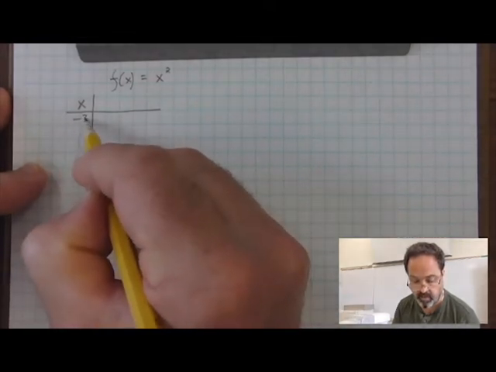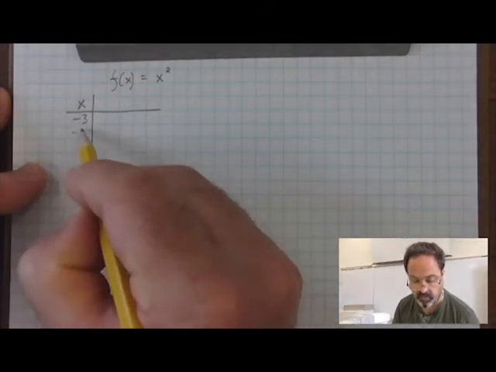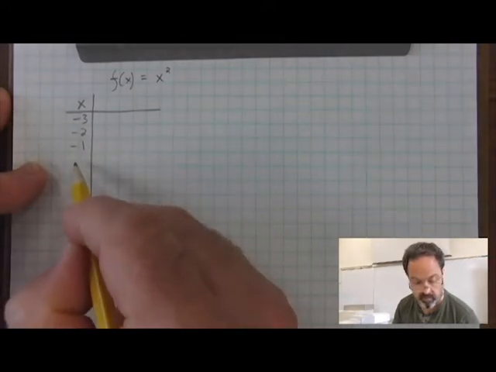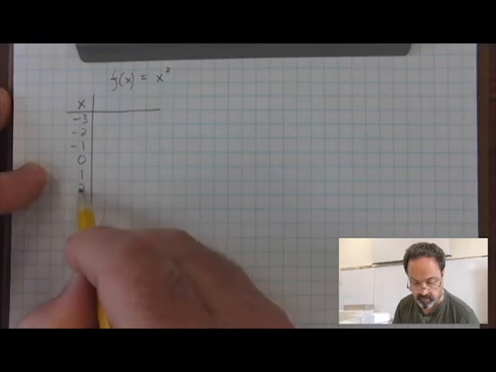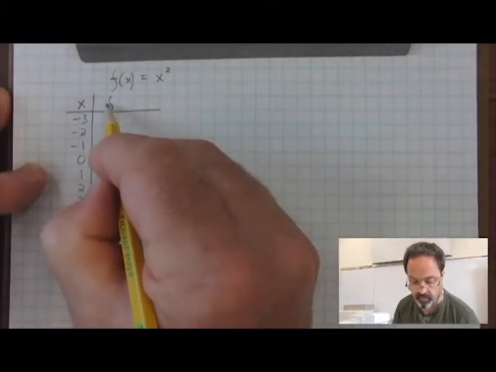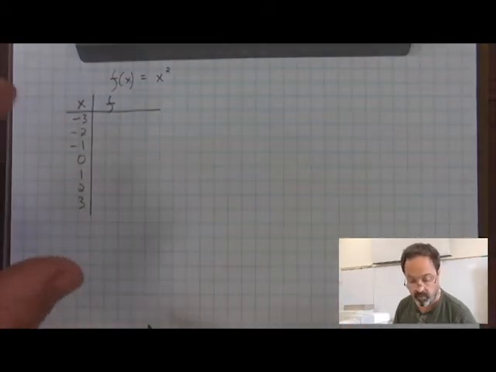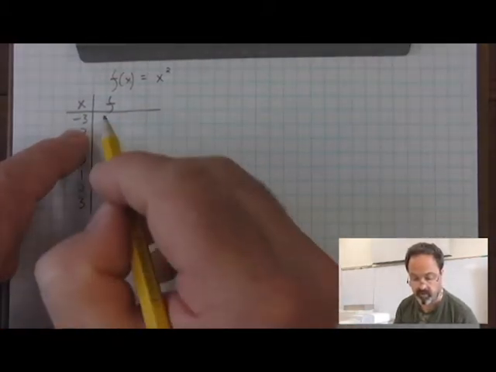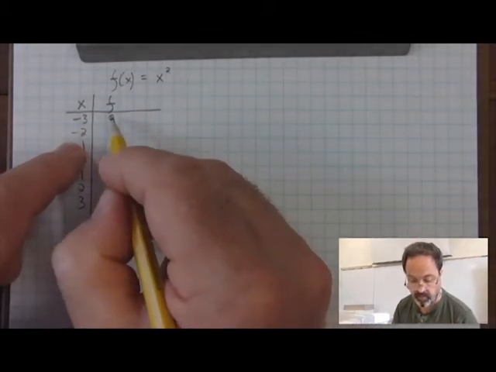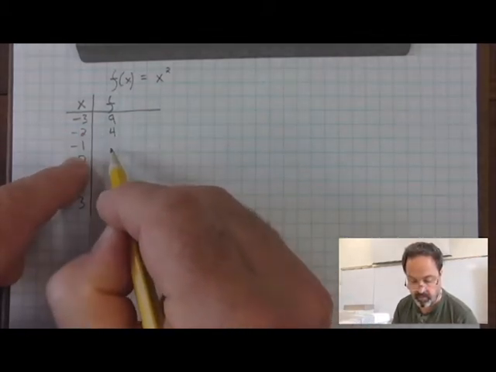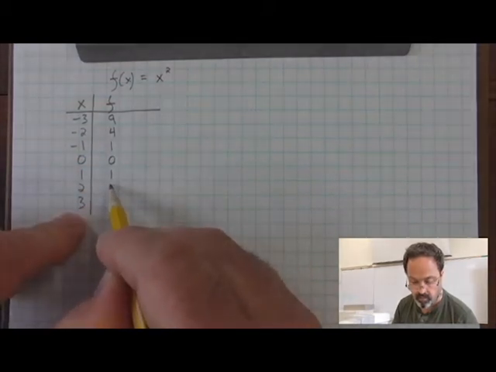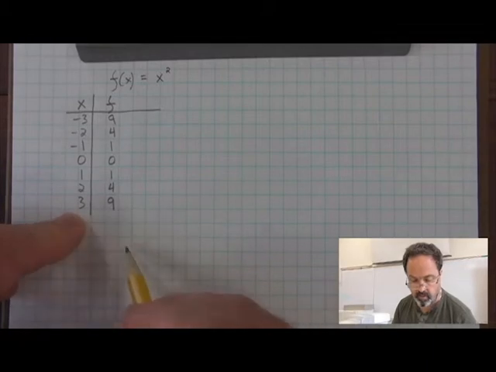The domain is going to be from -3 to 3. The integer values between -3 and 3 I'm listing here. And we'll make a column for the values of the f function. When I put -3 into the function, I square it and I get +9. And I can continue to fill up the column for f fairly quickly. (-1) squared is 1, 0, 1, 4, and then 9.